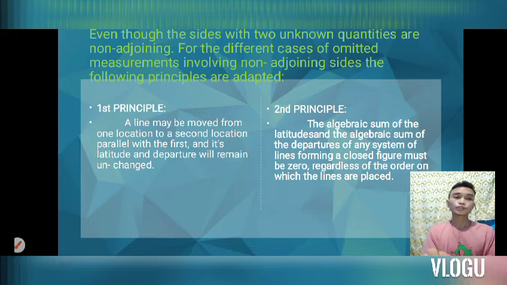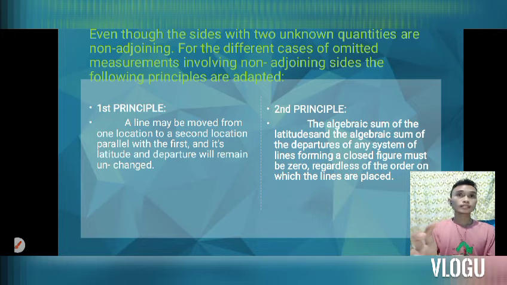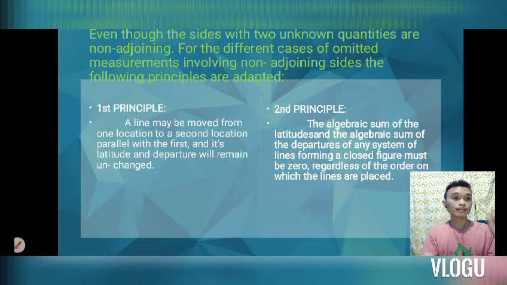So, we say algebraic sum. It is the combination of all the given values in our diagram, right? So, algebraic sum. The operation here is addition, since the word is sum. Okay? So the departures of any system of lines forming a closed figure must be 0. So our closed figure must measure 0.